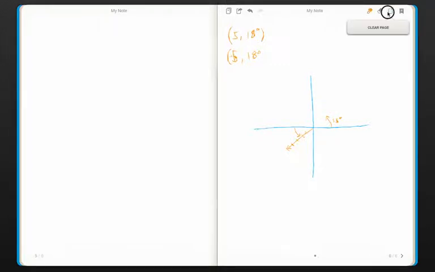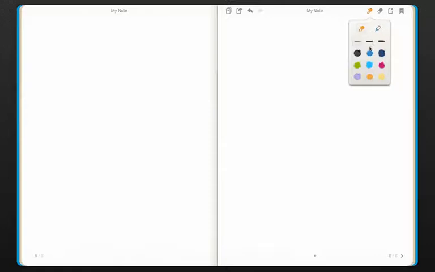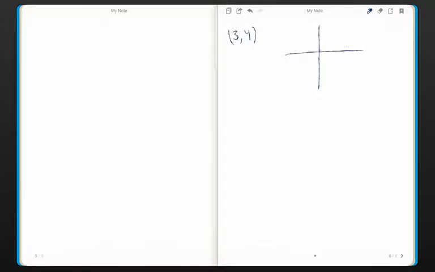Now, let's try something where we have to convert from a Cartesian coordinate to a polar coordinate. So for example, say I have the coordinate 3, 4. And that's my point. And if we were to graph that, we would travel 3 units this way and 4 units that way to get our point. And we want to convert that to polar coordinates.